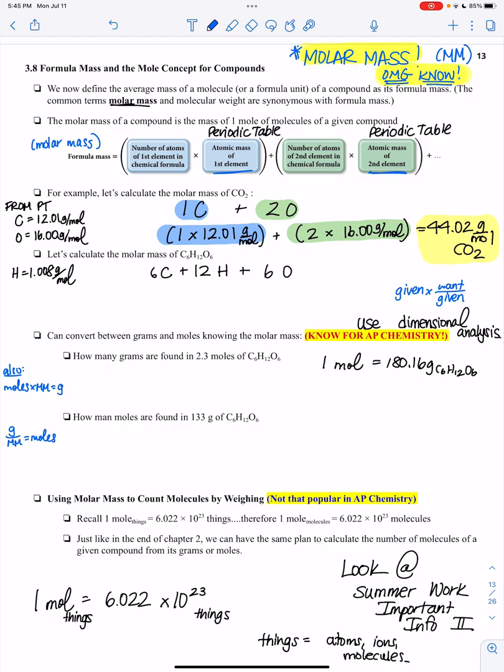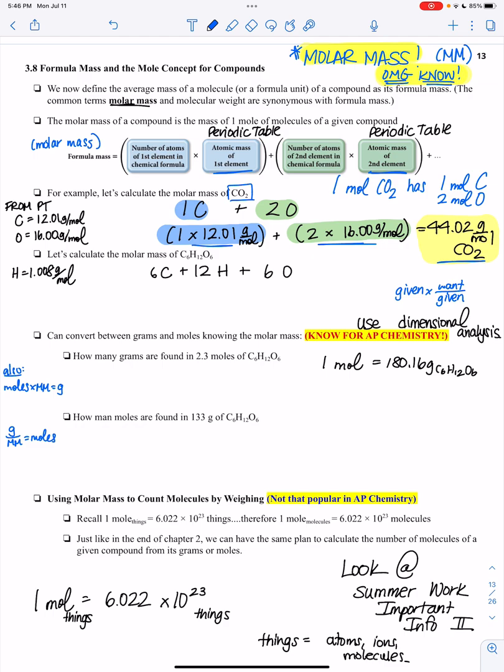I have an example here. I did it for CO2. I know I wrote a little bit here, but I'll just talk through it and you can copy it. In CO2, there is 1 C and 2 O's. 1 mole of CO2 has 1 mole of C and 2 moles of O. Keep that in mind. So if I want to calculate the molar mass of CO2, I need 1 times the molar mass of C and 2 times the molar mass of O, and I add those together, and I get 44.02 grams per mole.